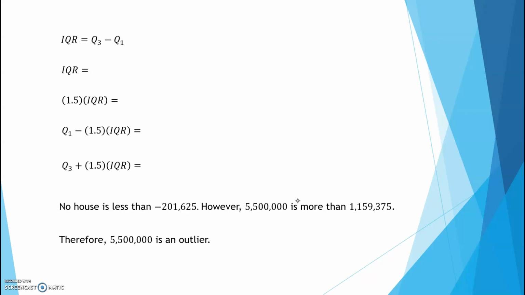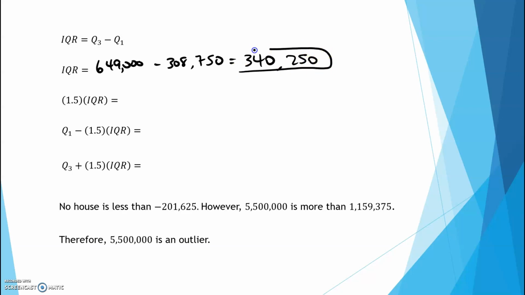Okay, so we have 649 minus our 308,750, and that's going to give us 340,250. Okay, so there's our IQR, and that's the first thing that they asked us to find. So we got that part done.